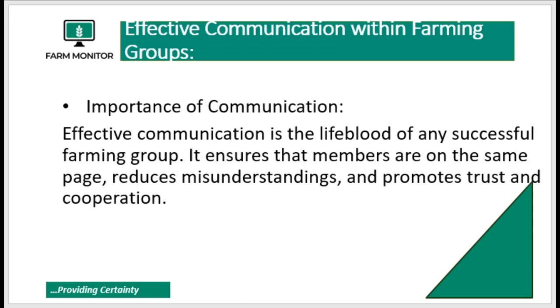Part of group dynamics is the issue of effective communication. And communication is very important. It is the lifeblood of any successful group, including farming groups. It ensures that members are on the same page. It reduces misunderstanding. It promotes trust. And of course, there will be greater cooperation with better communication.